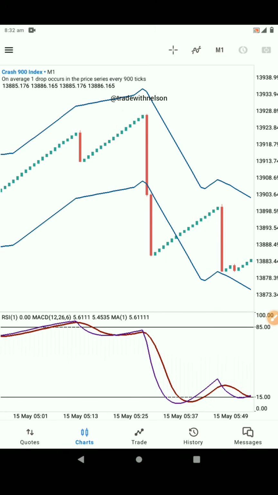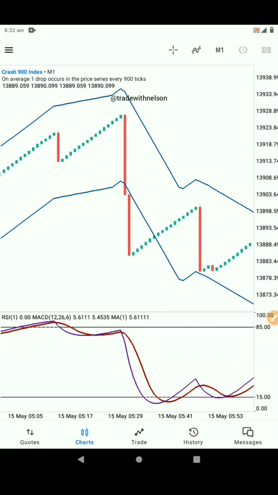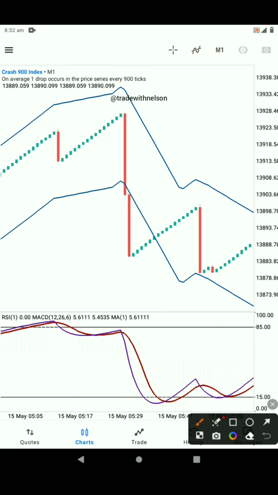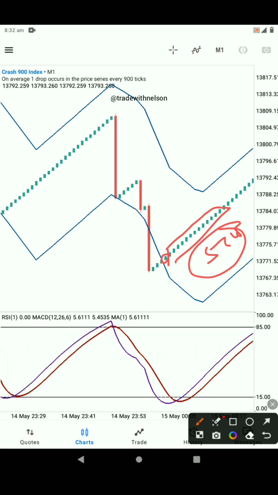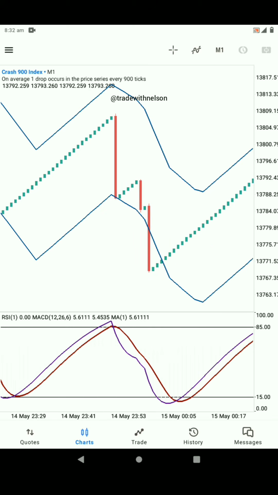So this is also 900. This will be the last pair before I show you the indicator settings. Nice example: spike, retrace, spike to the downside, breaks the lower band, market retraces to the upside, generates an up candle. Enter your buy and count 5 to 10 candles. You can see after it has entered into the 15 level.